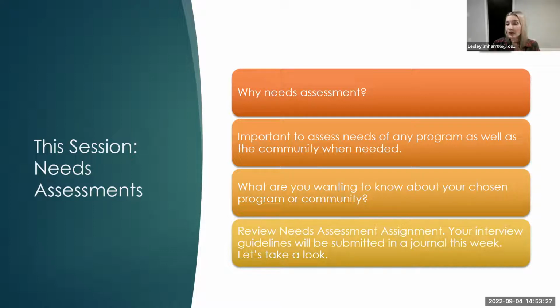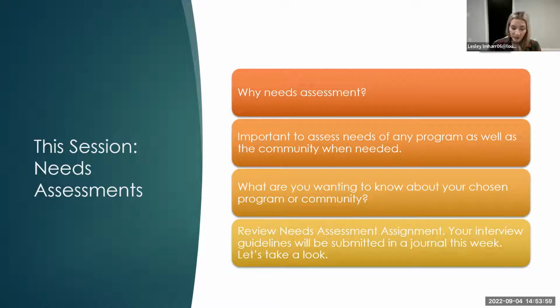So please review the needs assessment assignment under the assignment tab in Blackboard. I've also done a more in-depth video which takes you step by step through the needs assessment. And I've also put up the guidelines for the assignment, a rubric for the assignment, and an example from a former exceptional student. So your interview guidelines are really what is going to be submitted in a journal this week. So let's take a look at what those are.